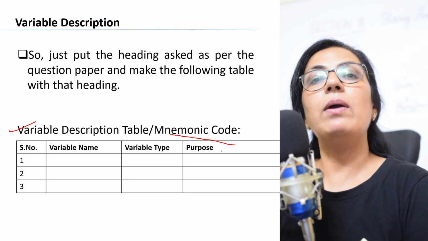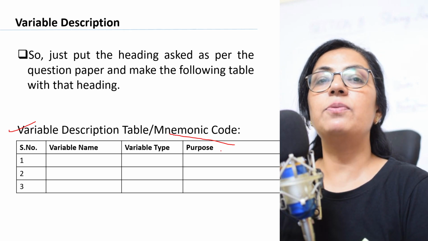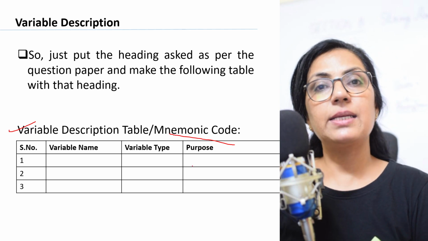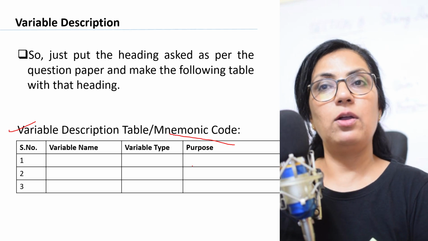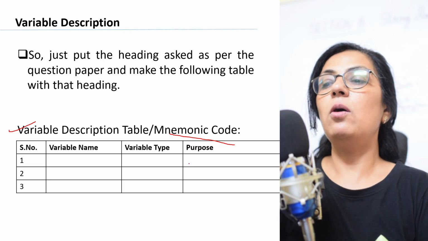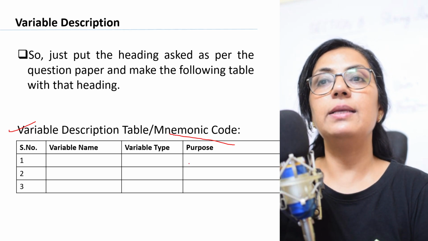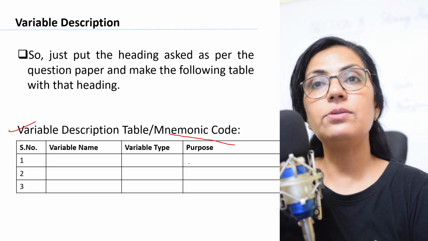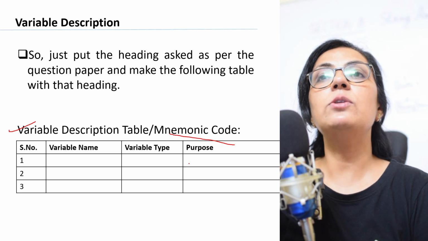Children, already one video is there for the variable description table. You can check that also. In the end screen of today's video, I'll put the link of that, right, children? Now, once you have written this, you have made the table. Now, obviously, you have to fill in the entries in this. So, how will you do that?